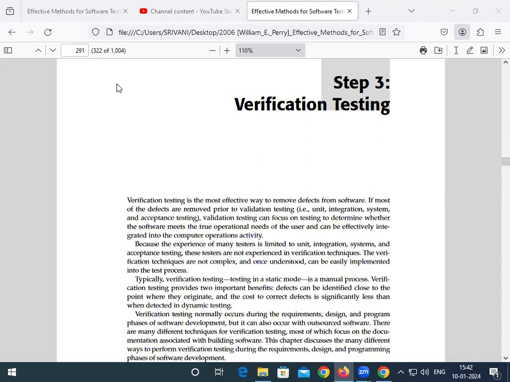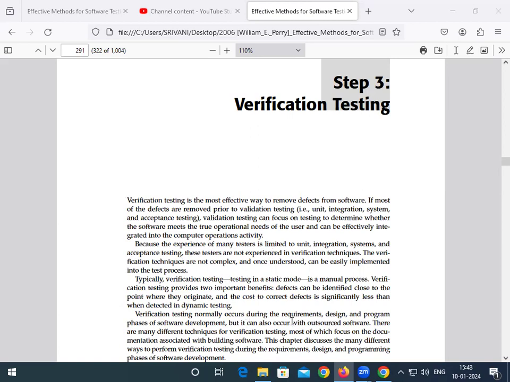So another topic is in software testing tools. In the fourth unit, verification testing. Verification testing is the most effective way to remove defects from software. If most of the defects are removed prior to validation, testing can focus on determining whether the software meets true operational needs. The user can be effectively integrated into the computer operation activities.